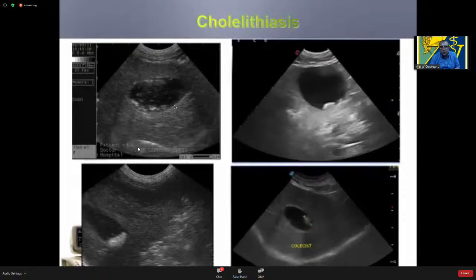We can see here important changes of the gallbladder wall, of course, due to the continuous irritation caused by the presence of these small stones in the gallbladder. Of course, the continuous irritation is responsible for secondary inflammation of the gallbladder wall.